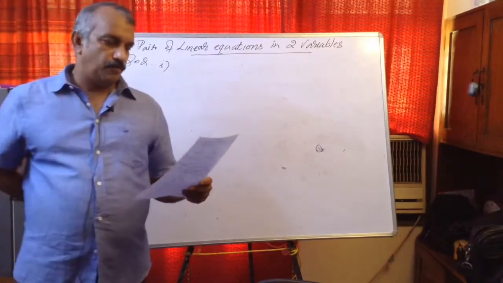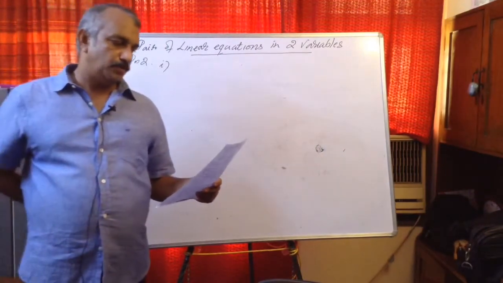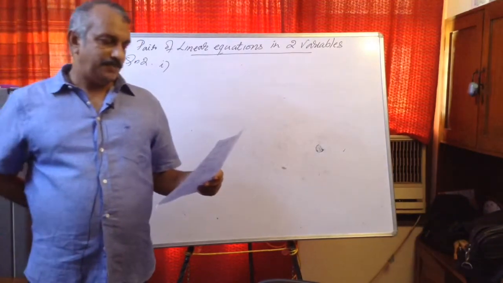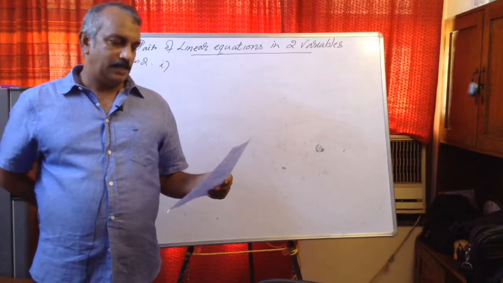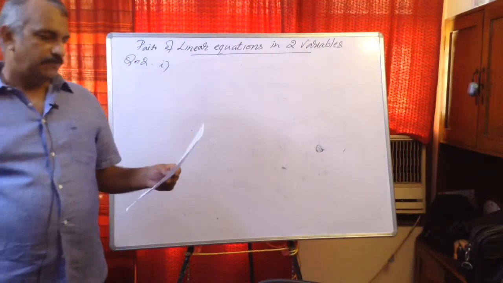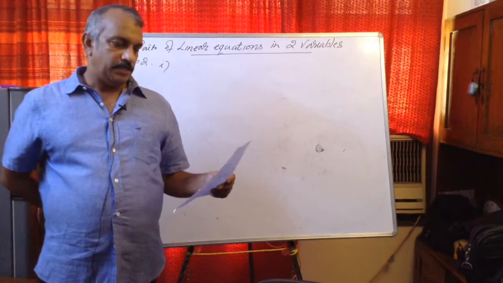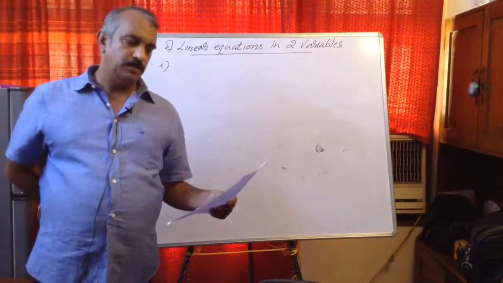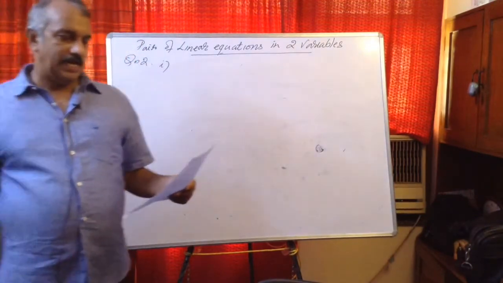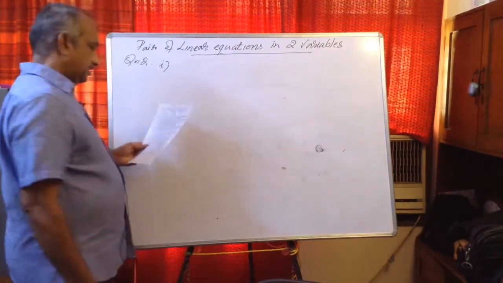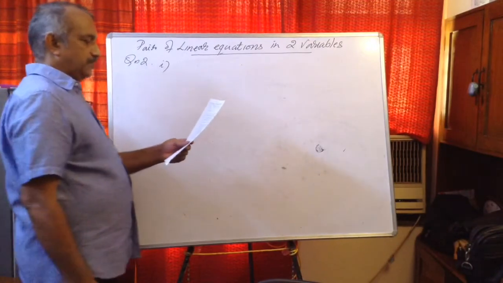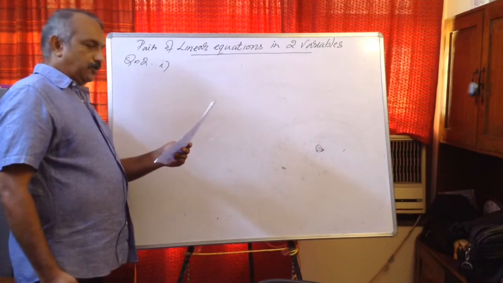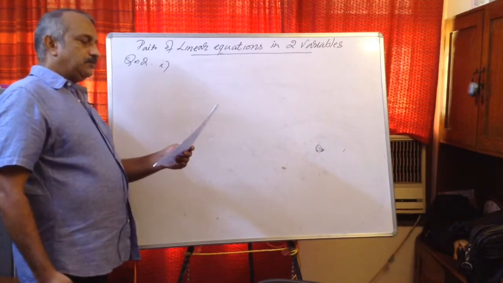Question is: form a pair of linear equations in the following problems and find the solution by elimination method. First question: if we add 1 to the numerator and subtract 1 from the denominator, a fraction reduces to 1, and it becomes 1 upon 2 if we only add 1 to the denominator.